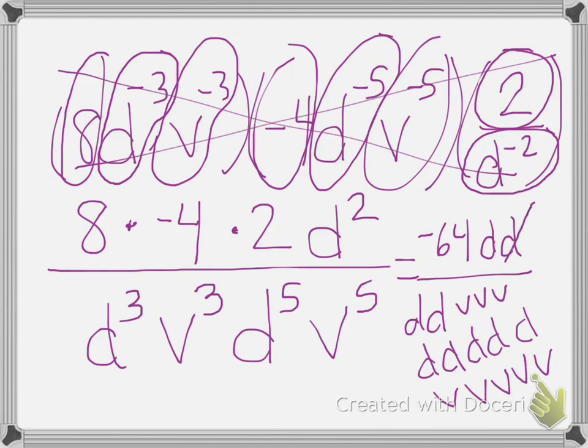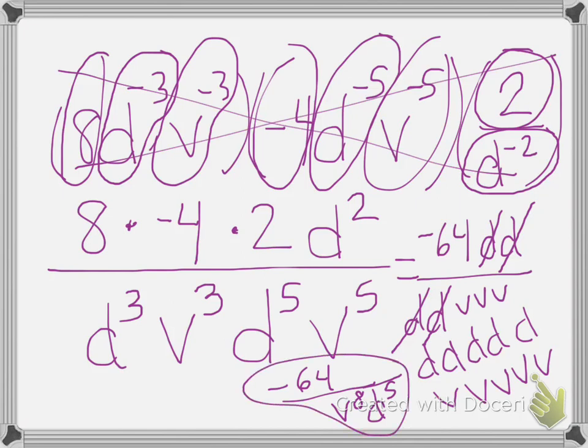So one of these d's is going to cancel with a d down below. One of these d's is going to cancel with a d down below. And you're going to have negative 64 on the top. And then you just count it up. Your v's, you have 5, 6, 7, 8. You have v to the 8th, d to the 1, 2, 3, 4, 5th. Okay.